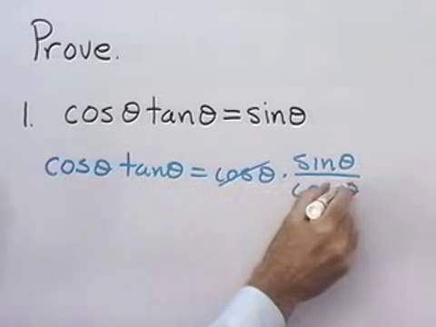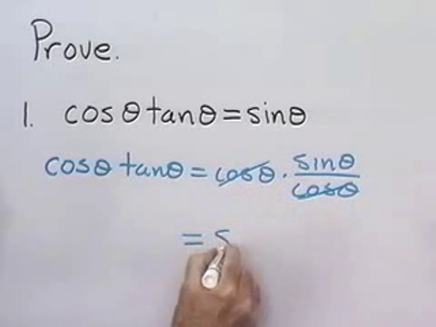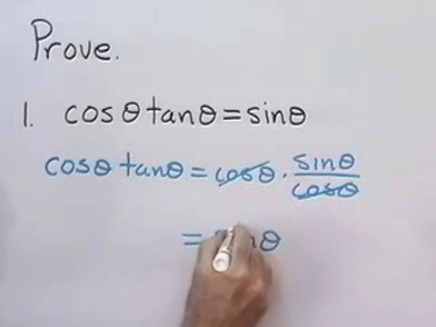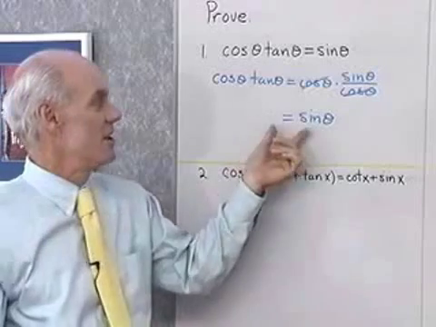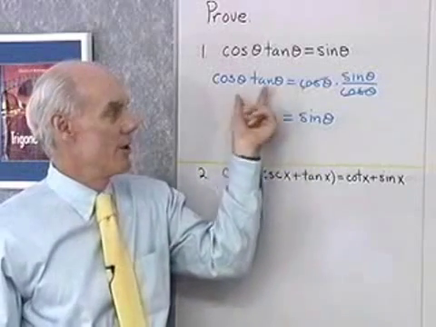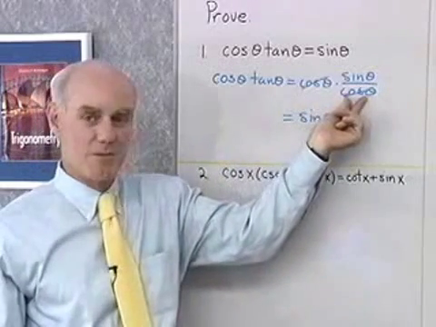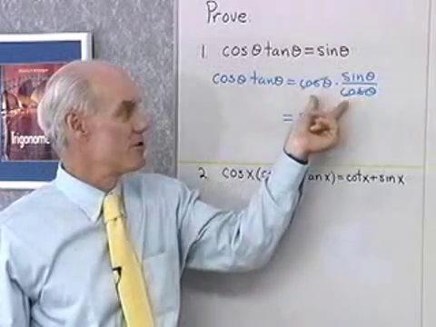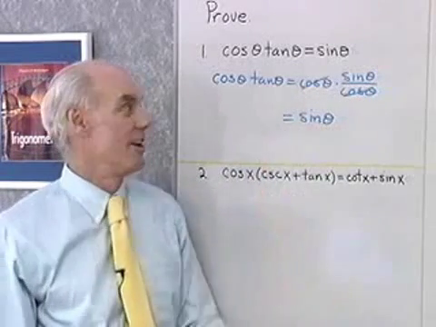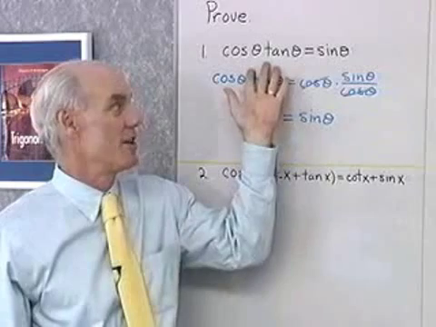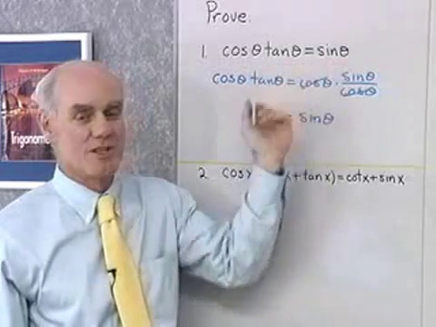Now I'll divide out the common factor cosine theta, and that simplifies into sine theta. So I've succeeded in taking this expression and, with a little bit of identities from trigonometry and a little bit of algebra, simplifying it into sine theta. So I've proved that cosine theta times tangent theta is always equal to sine theta.